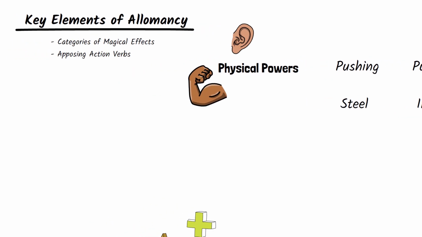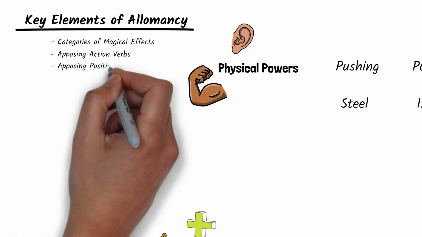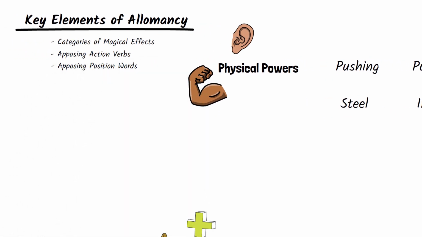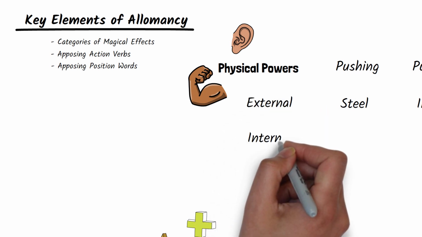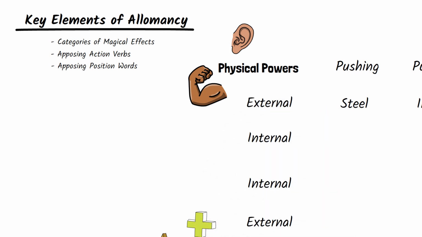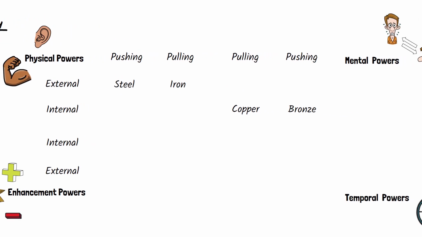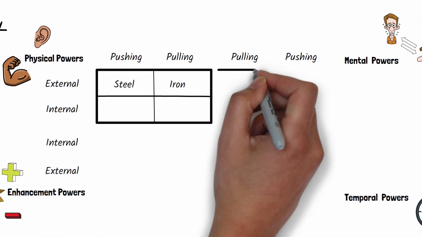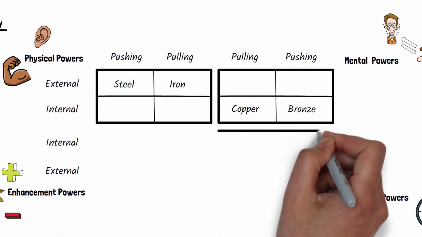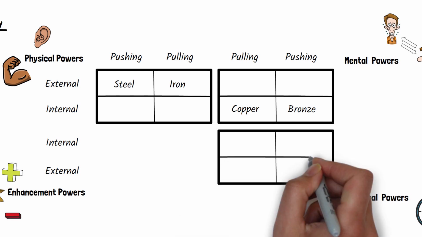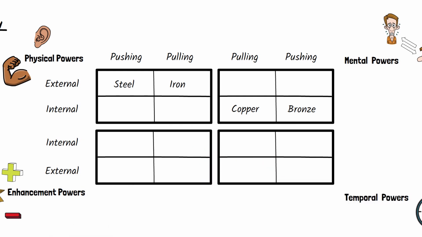Then you have the two position words. In the case of Allomancy, they are internal and external. Now, when you combine these three elements of the structure, you end up with this 4x4 grid, which allows us to have up to 16 powers right away. And we can see pairings and we can see parallels, and it automatically makes things more comprehensible and easier to follow, which is just part of the reason this is so awesome.